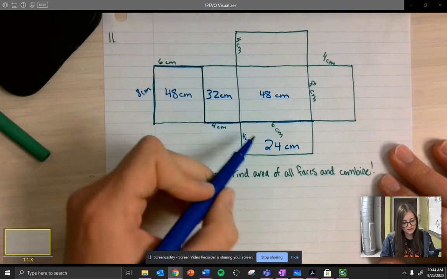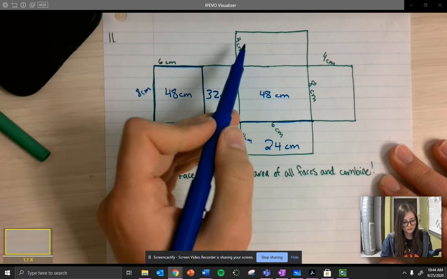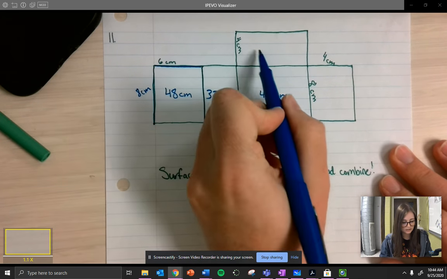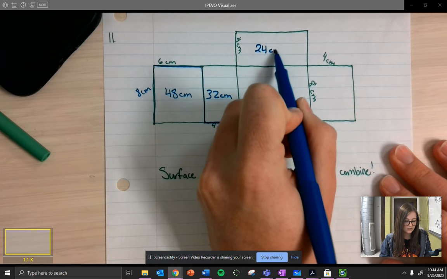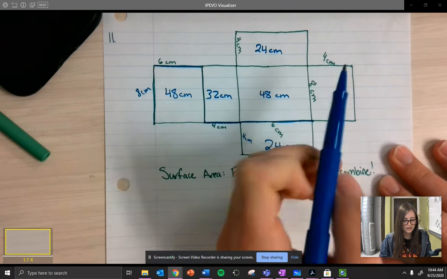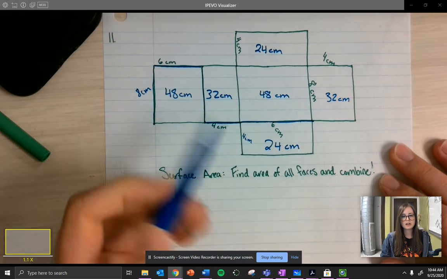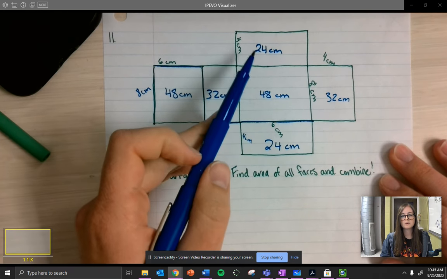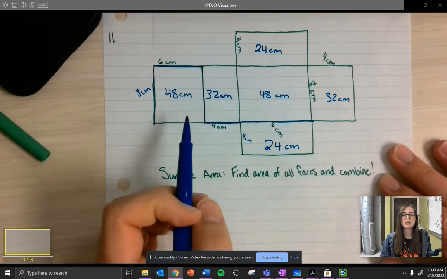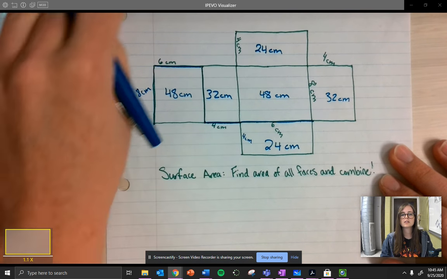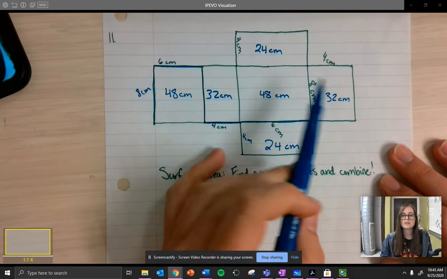So then we see that this face and this face are the same, so it must be 4 times 6 again to get to 24 square centimeters. And then over here we have 8 times 4, which is 32 square centimeters. And you'll see that I have two faces at 24 square centimeters, two faces at 48 square centimeters, and two faces at 32 square centimeters.